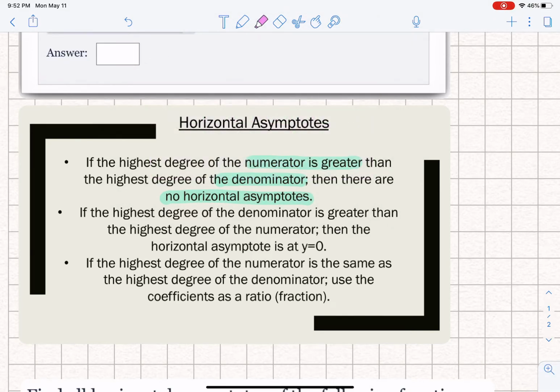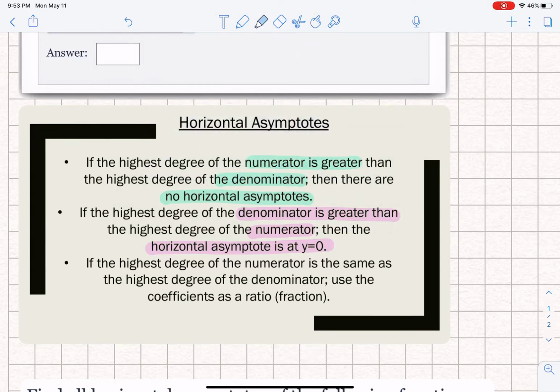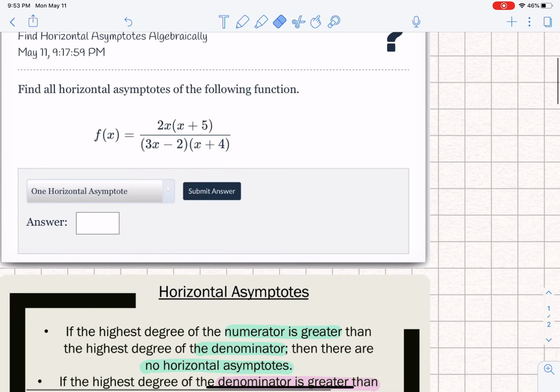Next, if the highest degree of the denominator is greater than the highest degree of the numerator, then you have an asymptote at y equals 0. Okay, third, if the highest degree of the numerator is the same as the highest degree of the denominator, then we're going to use the coefficients as a ratio, and that's where our horizontal asymptotes will be. Okay, so let's get started with this problem.